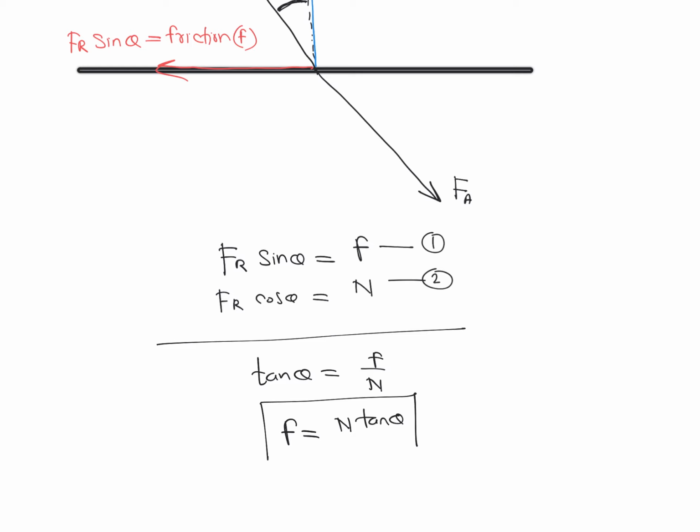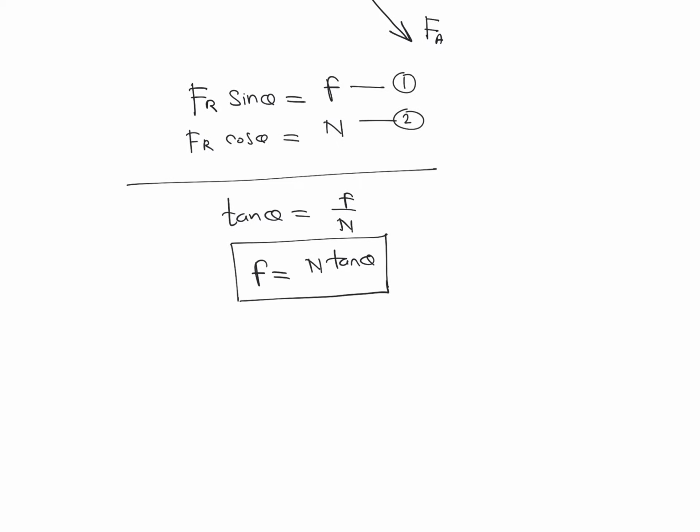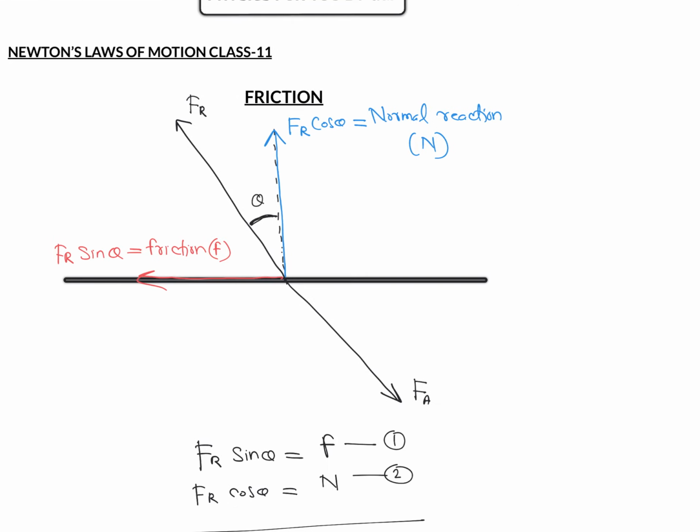For a particular pair of surfaces, this tan theta will be a constant, which is known as the coefficient of friction. It is represented by mu. So we will write F is equal to mu into N. Over here, this angle theta is known as the angle of friction. Just remember that angle of friction is not the angle between frictional force and the reaction force. It is the angle between reaction force and normal reaction.